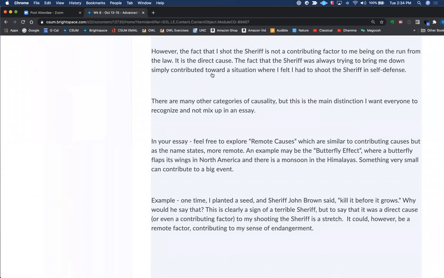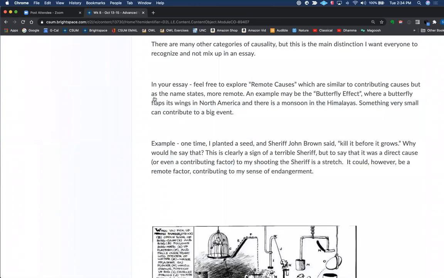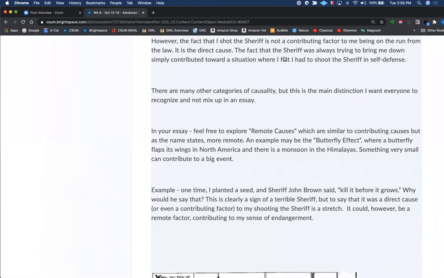Direct cause from running on the law. The fact that the sheriff was always trying to bring me down simply contributed toward the situation where Bob Marley felt he had to shoot the sheriff in self-defense. So, questions about remote cause, contributing factor, or direct cause. Use all three. Or pick your favorite two.